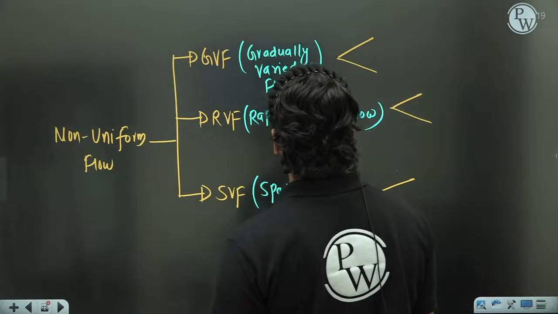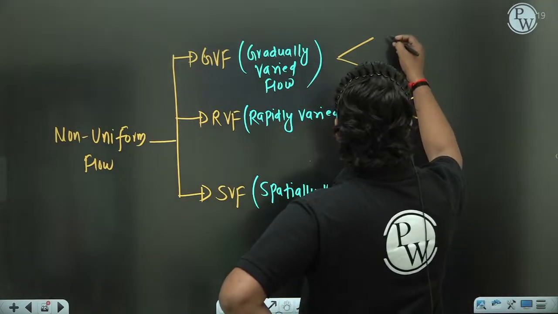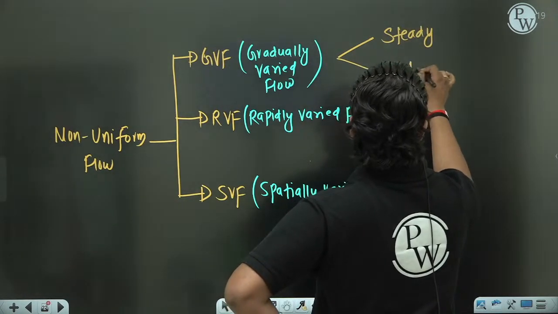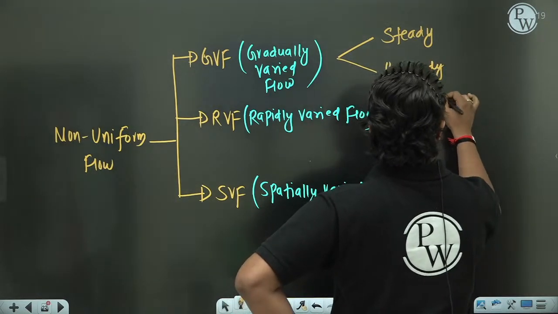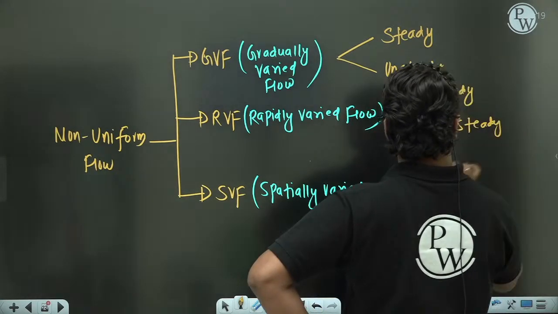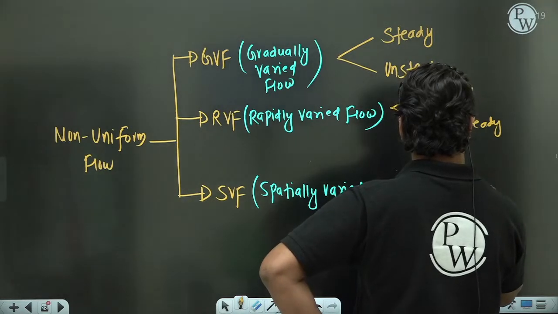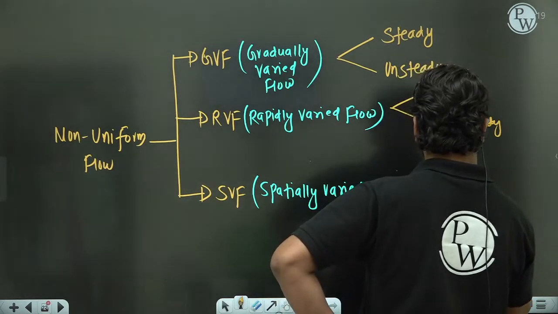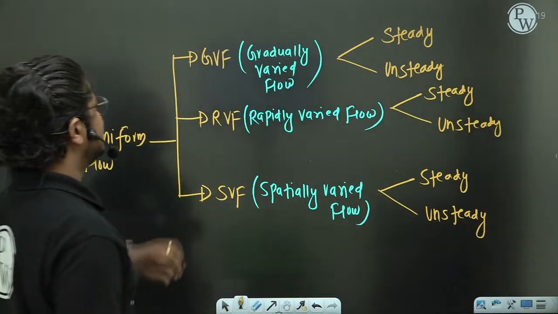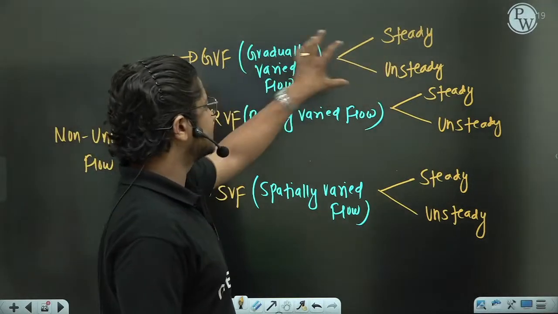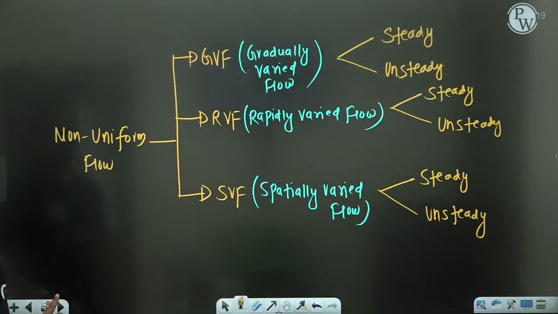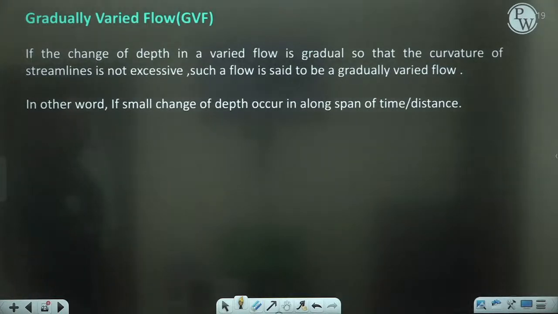For GVF, gradually varied flow, again we have two types. One is steady, another is unsteady. So in total, in non-uniform flow we have 6 types: GVF steady, GVF unsteady, RVF steady, RVF unsteady, SVF steady, SVF unsteady. So you need to understand that. Okay. So first we are seeing the gradually varied flow.